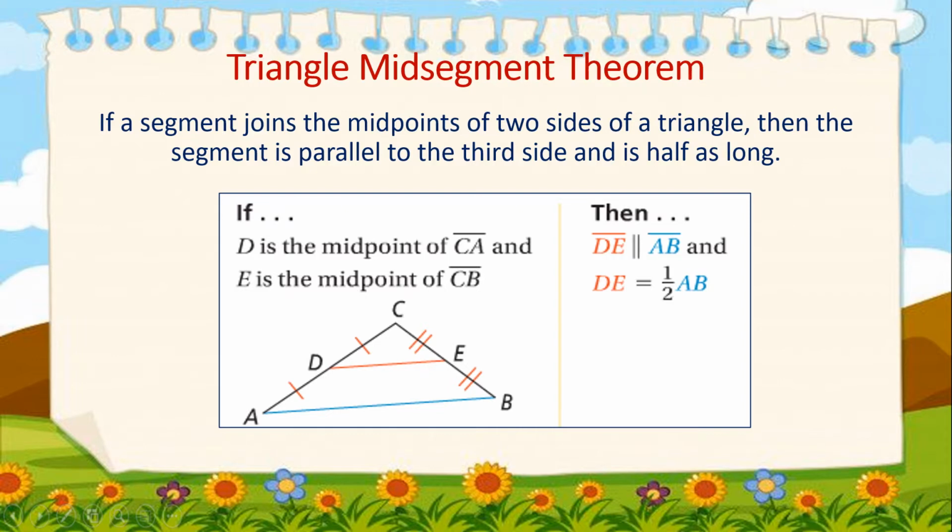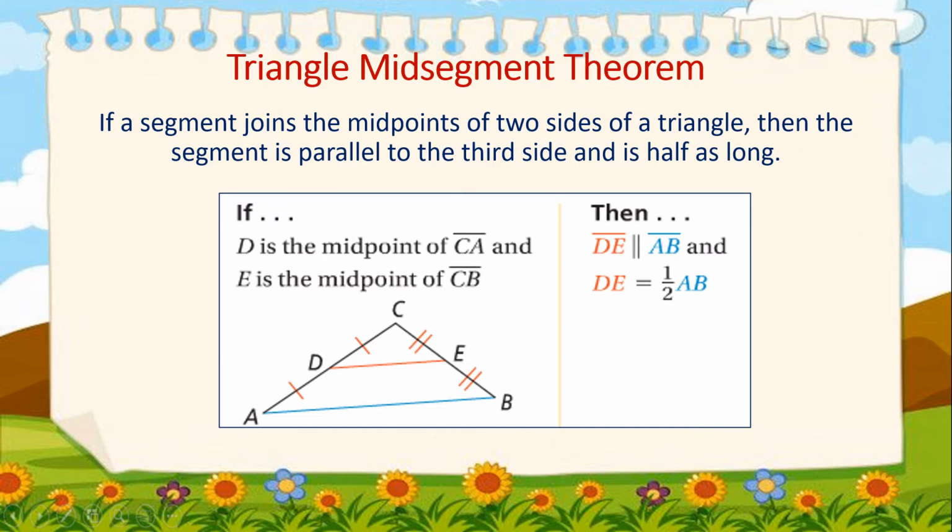So what is triangle midsegment theorem or midline theorem? The triangle midsegment theorem or midline theorem states that if a segment joins the midpoints of two sides of a triangle, then the segment is parallel to the third side and is half as long.